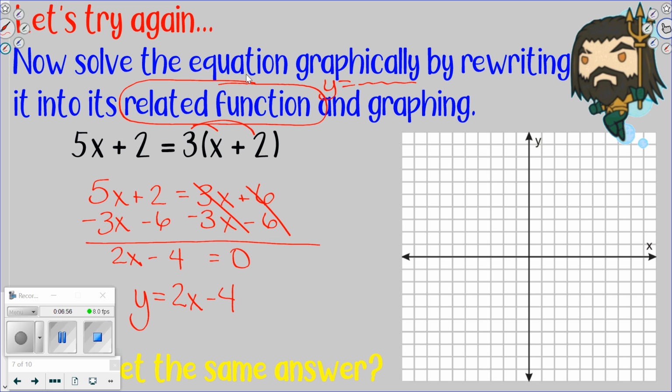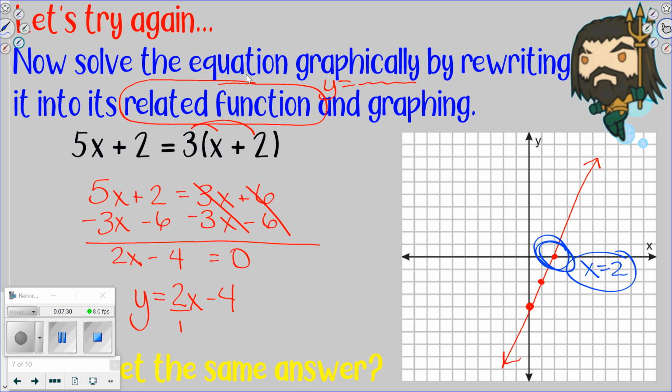So where does your first point go? Negative 4. So you're going to start by going down 4. And then what is my slope? What's my rise over run? 2 over 1. Good. So from that point, go up 2, left or right? Right 1. Up 2 over 1. And look where it crossed the x-axis, guys. Where did it cross? At 2.